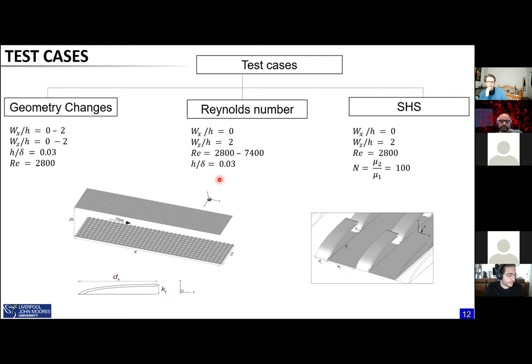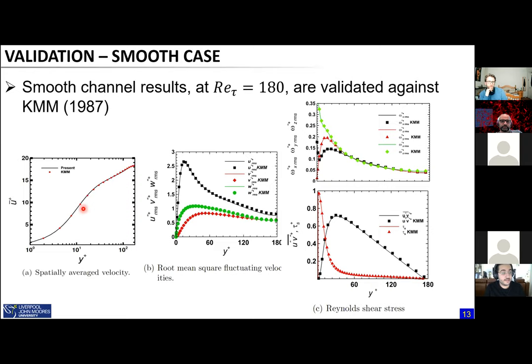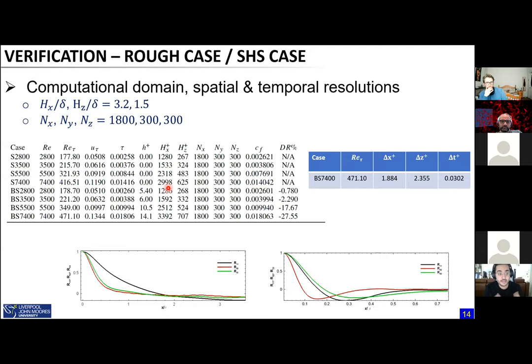For the smooth channel cases, the code is validated against KMM data in terms of mean fluctuating velocities, vorticities and Reynolds shear stress. The computational domain, spatial and temporal resolutions are verified against this literature. We used dimensions for all the test cases following the minimal span channel proposed by Chang et al. And the two-point correlation plots relaxed to zero in the streamwise and in the spanwise direction. For every backswimmer case, the geometry was compared against the smooth case at the same Reynolds number.